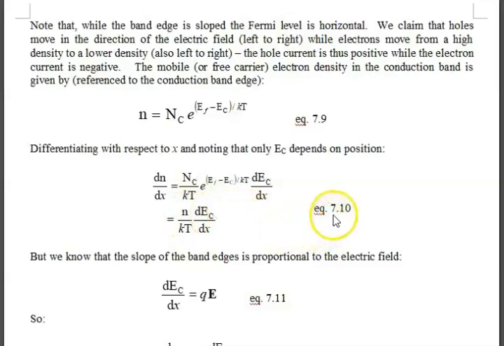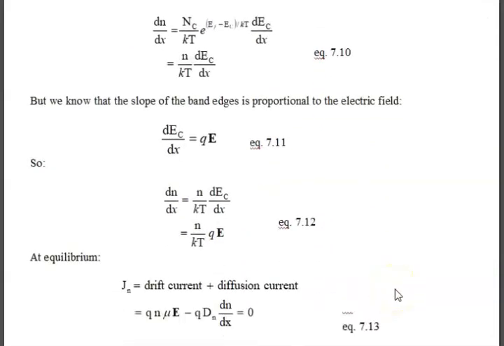The 7 refers to the fact that it's in chapter 7. And we know that the slope of the band edge is proportional to the electric field. The bigger the slope, the bigger the electric field. In fact, it's equal to the electron charge multiplied by the electric field. So we put that into the expression here.